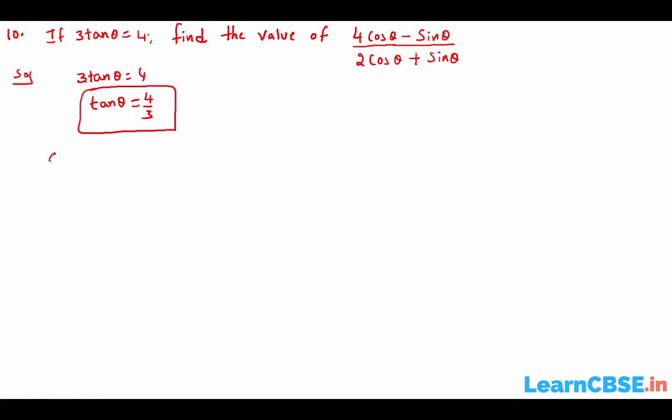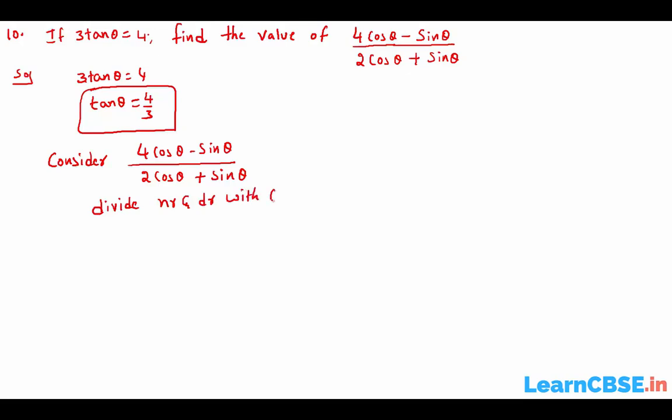Now consider what we have to find. 4 cos theta minus sin theta, whole divided by 2 cos theta plus sin theta. If you observe, we have the value of tan theta. If you convert any one of this into tan theta, you can solve this easily. So divide numerator and denominator with cos theta. See what will happen.